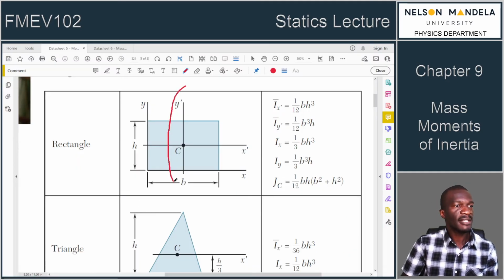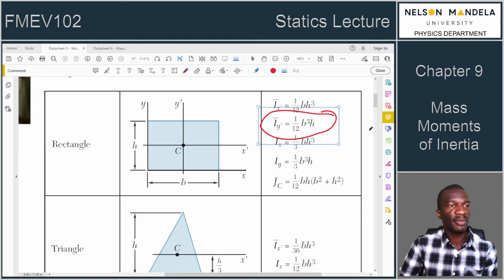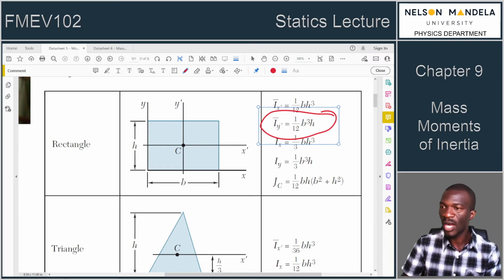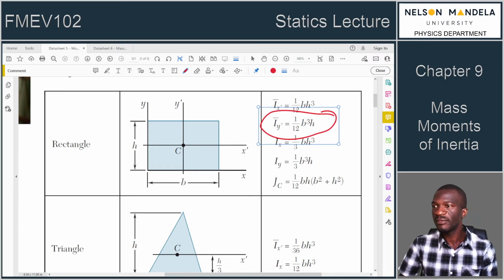The area moment of inertia, the second moment about the y prime axis, is given there. So this is the moment of inertia about the y prime axis. It is a 12th of b cubed h. So let's first interpret the following. The b is the base. The h is the height, or width. The b is the base of this rectangle, and the h is the width of this rectangle.